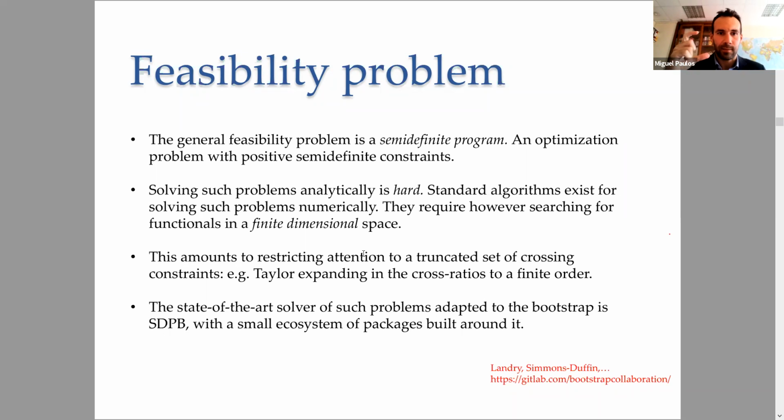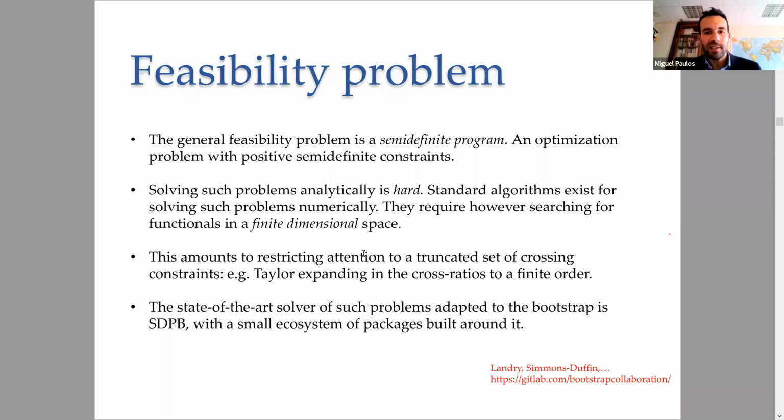We need to discretize. The simplest way to do this is to take the crossing equations, which depended on Z and Z bar, and Taylor expand them to some finite order. This will give you a finite set of constraints. You can think of Taylor expanding as acting with some basic functionals, the functional which is just the derivative and evaluation at a point. So you're going to look for a functional which is a finite dimensional combination of derivatives acting on the crossing equation. This is usually how it's done.